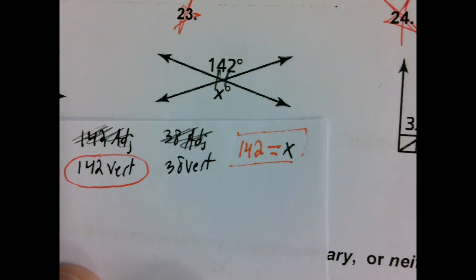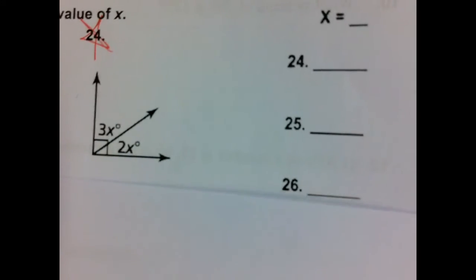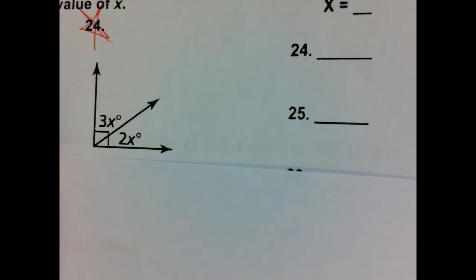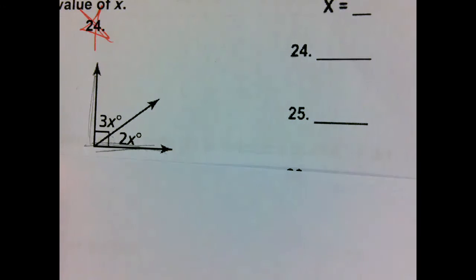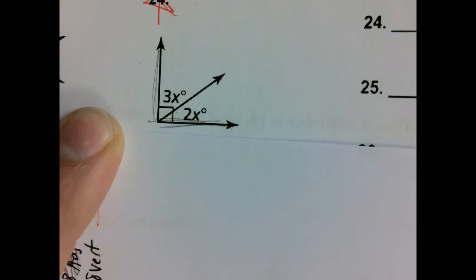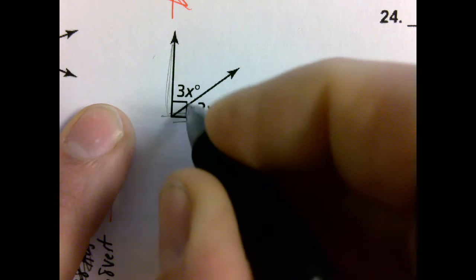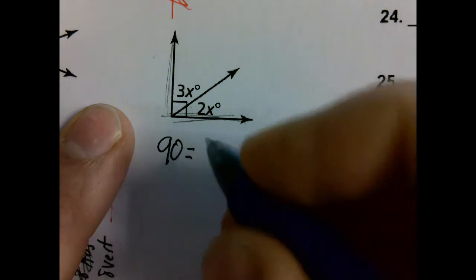However, number 24, do they form a big X? Nope. So that means they're adjacent. When we talk about adjacent, what do they look like on the outside? That box, that right angle, or complementary. Either one, whatever you see, just remember that complementary or that right angle means 90 degrees. So start with what you know. Complementary is 90, or right angle is 90 degrees.